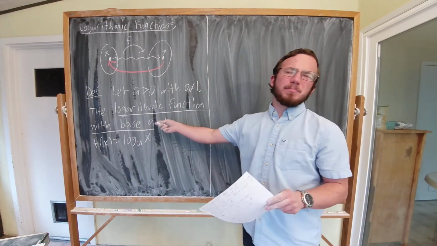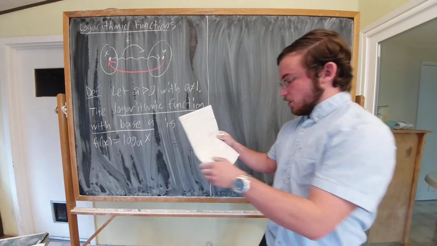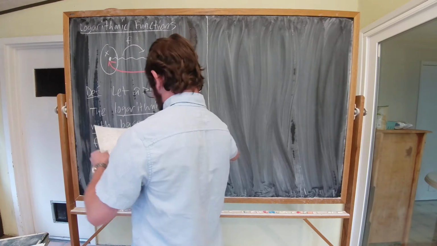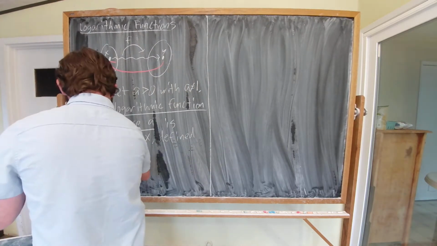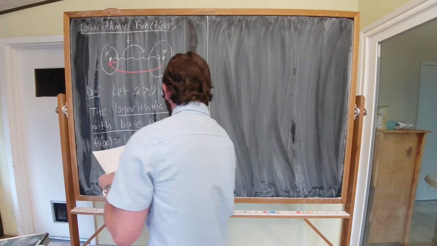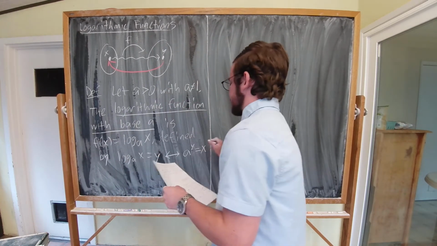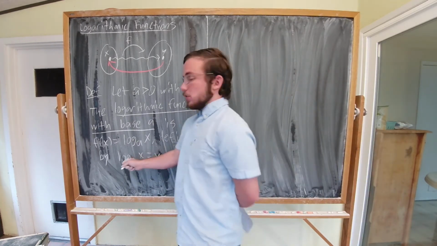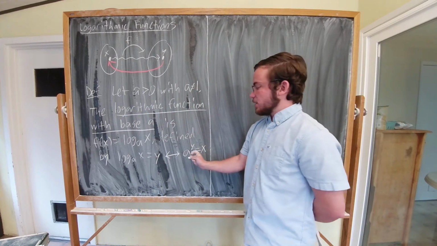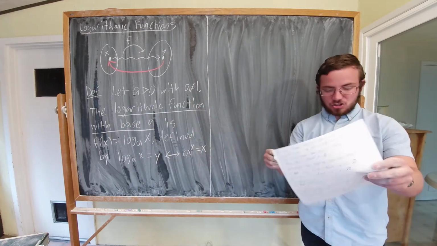I think your book uses base b instead of base a. Same thing, it's just a choice of letter. f of x equal to log base a of x is defined by log base a of x is equal to y if and only if a to the y power is equal to x. So basically, log base a takes x to y if and only if, when you exponentiate, you would go from y back to x. And the bases match.